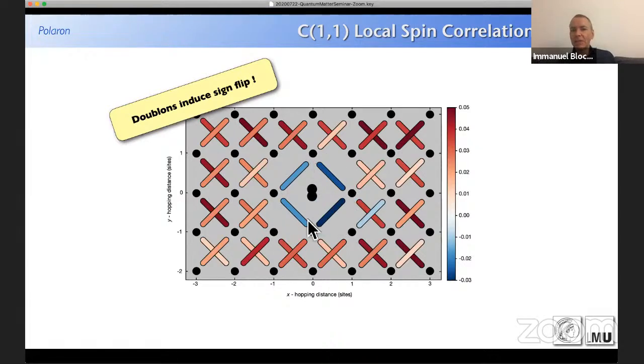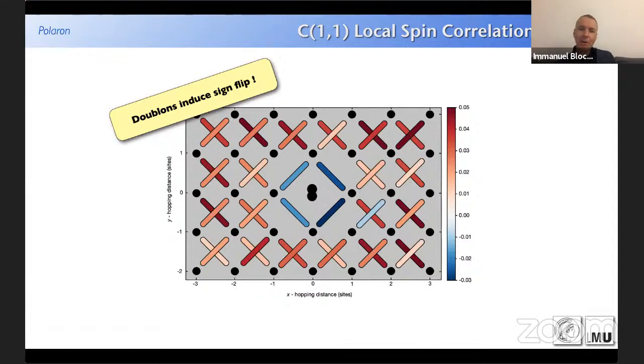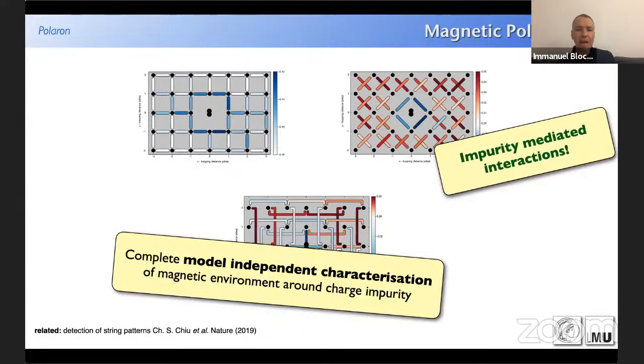They completely change sign and have a dramatic effect by this mobile impurity that we have in the system. And one thing I didn't have a chance to explain now is that really the mobility of the particle is crucial to see this. If you would have a static impurity, you would not see this distortion of the magnetic background. So the mobility of this impurity is crucial for seeing this distortion of the spin background in the system. And we can do this over larger distances.